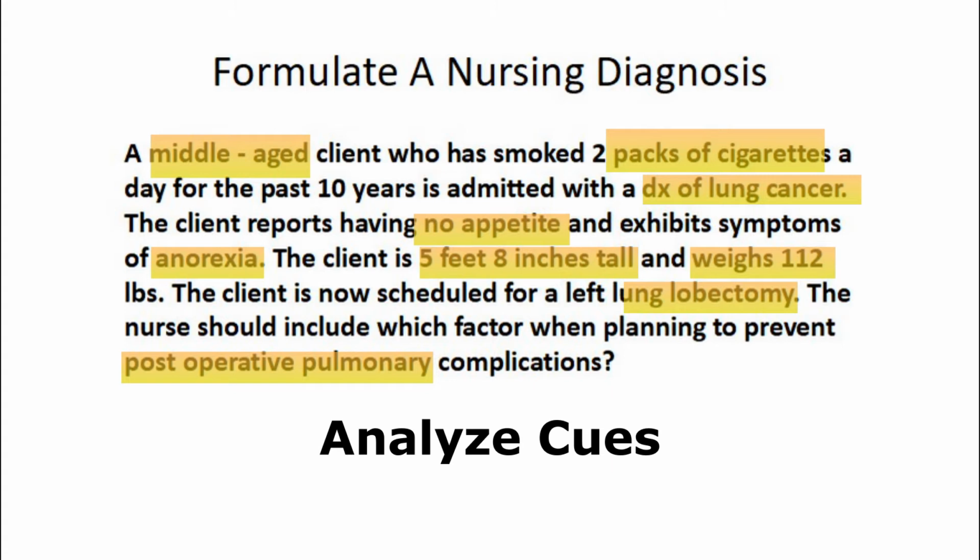But we do have more information on her inadequate nutrition because we can see no appetite, weighs 112. That's small. That's a small amount for her weight and height and her age. She's showing signs of anorexia. So let's go with the diagnosis of inadequate nutrition.